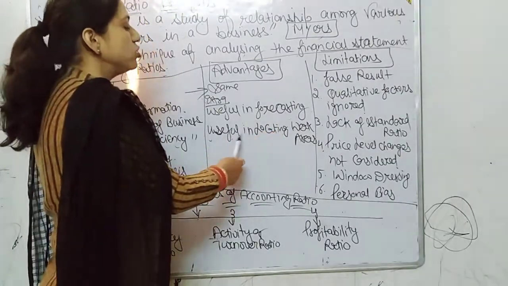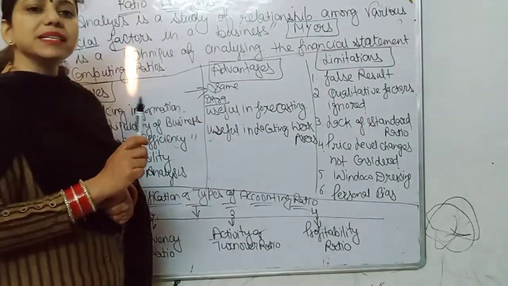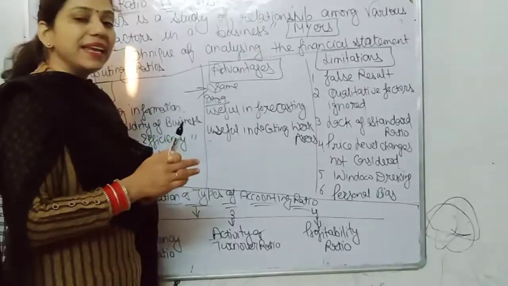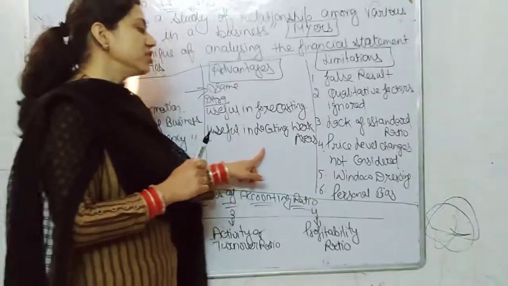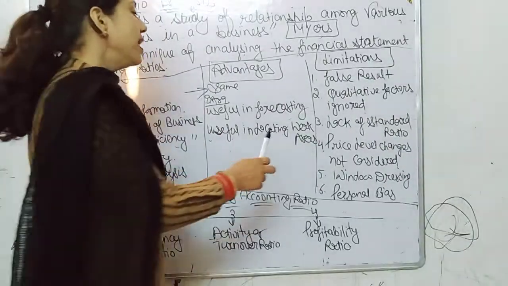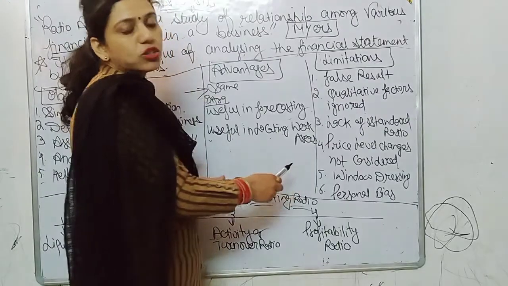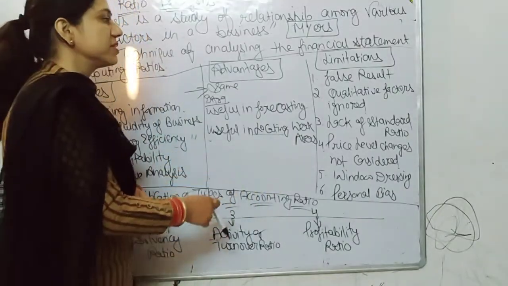And the next one is that it is useful in locating weak areas. If net profit percentage is low, then we can analyze what are the reasons for less net profit. So in this way, through ratio we can estimate and locate the weak areas of the business.